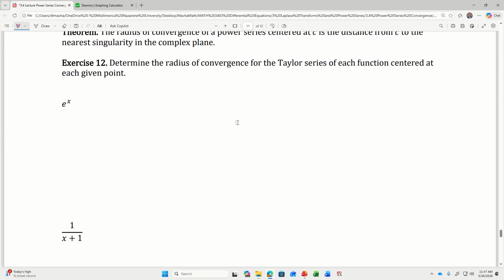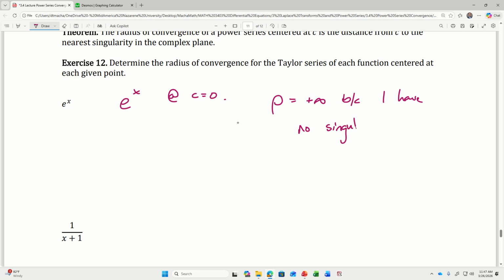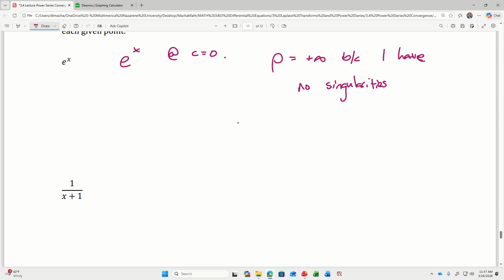All right, so if I were to determine the radius of convergence for the Taylor series of each function centered at each given point, let's say I want e to the x centered at c equals 0. This radius of convergence is infinity because I have no singularities anywhere in the complex plane. I guess you could say the point at infinity is a singularity in certain contexts. That's a whole thing for another day. But what about this? Do you notice any singularities that are happening with 1 divided by x plus 1?